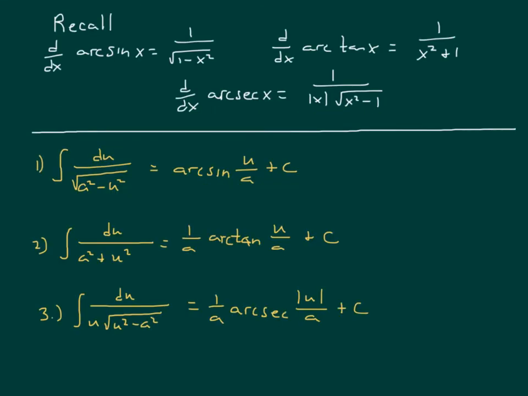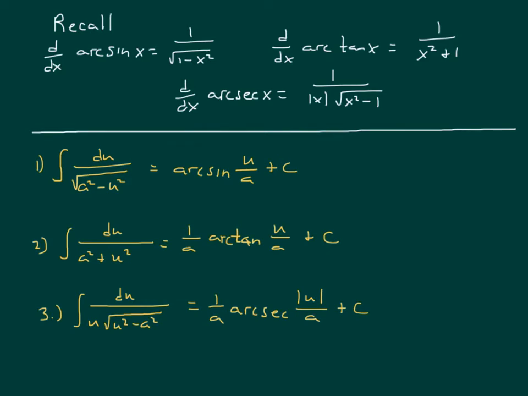Now, the first thing I'd like you to do is recall the stuff that we did last time. The three that I'd like you to recall are that the derivative of the inverse sine is 1 over the square root of 1 minus x squared; that the derivative of the arctangent is 1 over x squared plus 1, or 1 plus x squared, depending how you look at it; and the derivative of arcsecant comes out to be 1 over the absolute value of x times the square root of x squared minus 1.